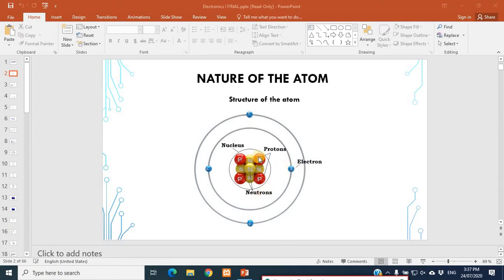Since the protons are positively charged and the neutrons don't have a charge, it makes the whole nucleus positively charged. Since the nucleus is positively charged and the electrons are negatively charged, it means there's always a force of attraction between the nucleus and the electron. But though there's a force of attraction, we are not seeing the electrons on the surface of the nucleus. They are a distance apart from the nucleus.